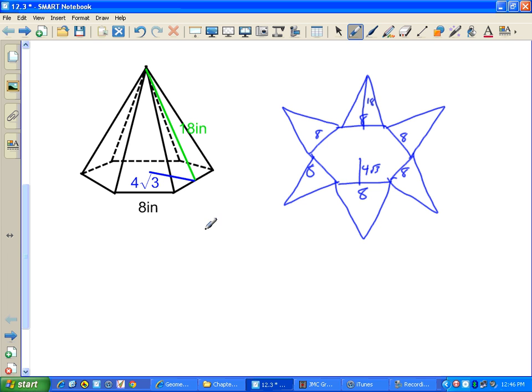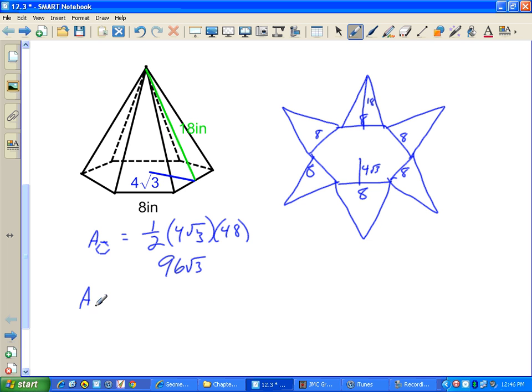So first I'm going to find the area of the hexagon, which is 1/2 apothem times perimeter. The perimeter would be 8 times 6, which is 48. So half of 48 is 24, times 4 is 96. So we got 96 square root of 3.